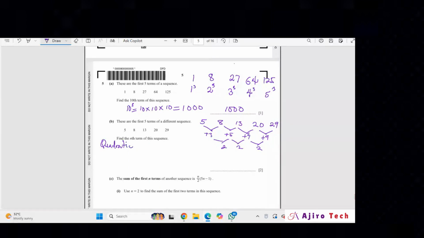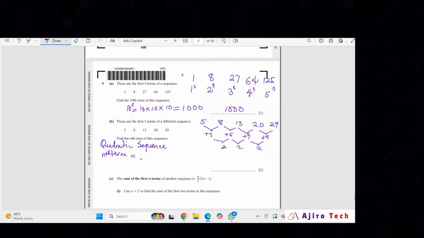Because if it is a linear sequence, when you take the first difference, it will give you the same number, like this last one here. But this is a quadratic sequence because it's twice there. And if you want to get the nth term of a quadratic sequence, let me give you a formula. This is what I have been using for many years, and my students are getting it perfectly.